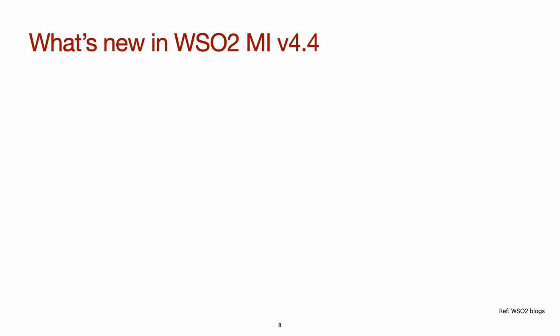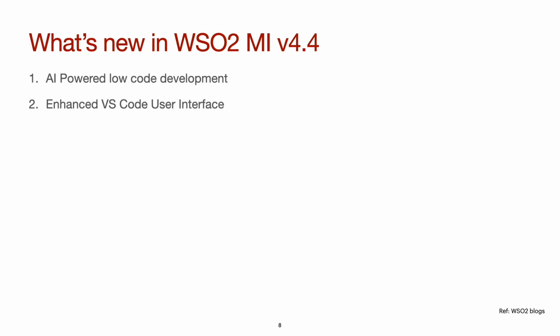Now, what's new in Micro Integrator version 4.4? The latest release is Micro Integrator version 4.4, which gives you AI powered code development and an enhanced Visual Studio Code user interface. Now you can integrate MI plugins into VS Code and have a drag and drop kind of development experience. Simplified setup and onboarding. Version 4.4 simplifies the setup and onboarding with direct installation via the VS Code plugin. It automatically looks for the required packages and binaries like Java and MI packages to be installed for development purposes.